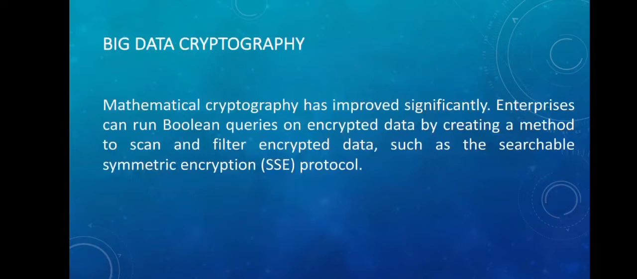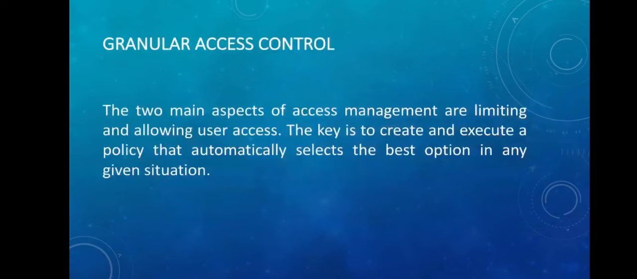Big data cryptography. Mathematical cryptography has improved significantly. Enterprises can run Boolean queries on encrypted data by creating a method to scan and filter encrypted data, such as the Searchable Symmetric Encryption or SSE protocol. Granular access control. The two main aspects of access management are limiting and allowing user access. The key is to create and execute a policy that automatically selects the best option in any given situation.